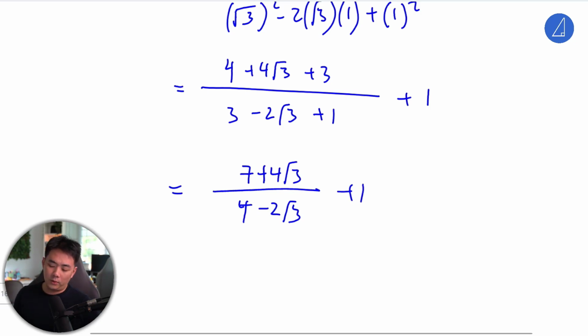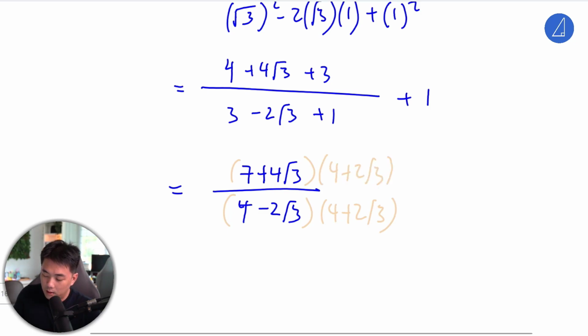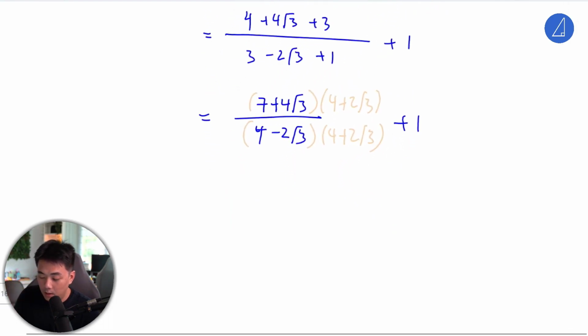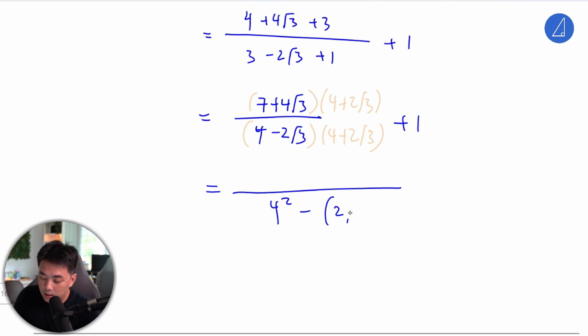Okay, actually what we could do is we don't need to make it a single fraction. I'm just going to multiply by the conjugate here, so multiply by 4 plus 2 root 3 over 4 plus 2 root 3. Now don't forget about the 1 there, so plus 1 over here. In this case, what we get is 4 square minus, this is a difference of squares, a minus b times a plus b, so it's a square minus b square.